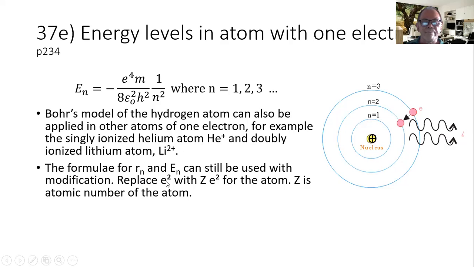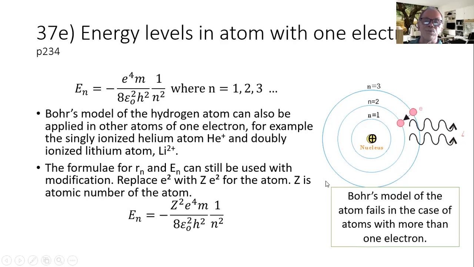The e squared is replaced with Ze squared. Because now this is no more e, this is Ze, where Z is the atomic number of the atom. Then we get this equation, if we want to apply it to helium plus, or lithium 2 plus. If you want to understand how we get that equation, you can roughly go back to the derivation. Bohr's model of the atom fails in the case of atoms with more than one electron. We cannot apply that, so there's a shortcoming.